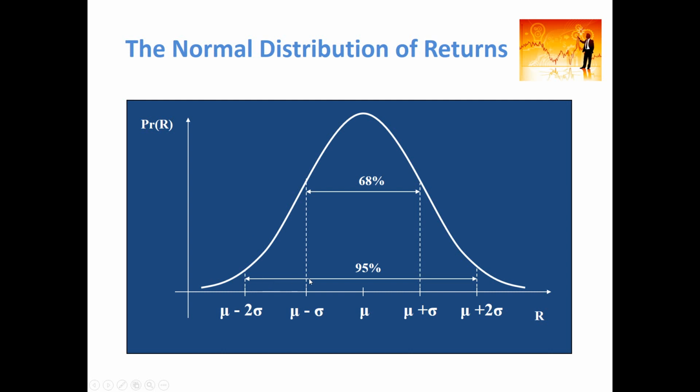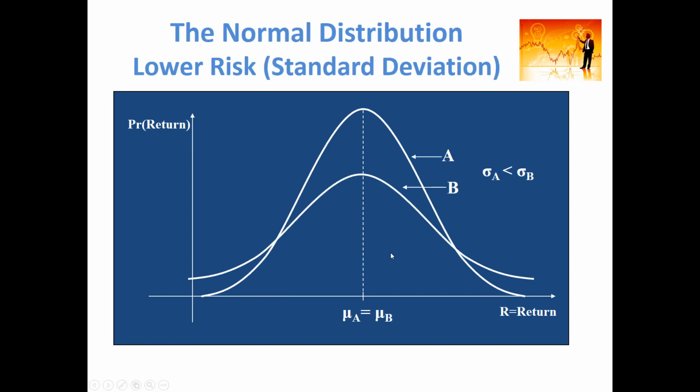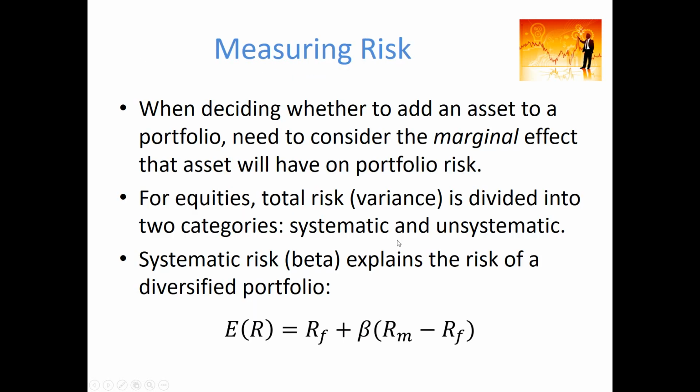You understand that the higher the spread, the higher the risk. If you look at the standard deviation, as this spread gets larger, the return series becomes riskier. In this example, this is a distribution denoted by A, and this is a distribution denoted by B. You can see that A is less spread out compared to B, so A's standard deviation is lower than that of B. That means A is a less risky investment alternative compared to B.